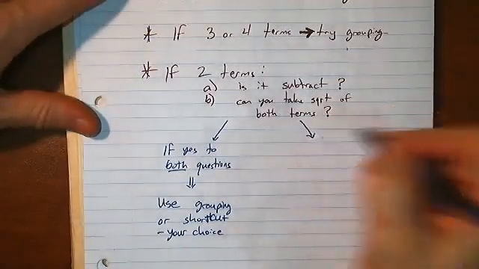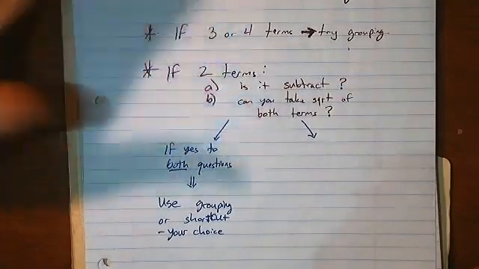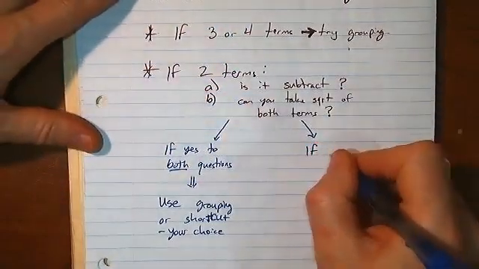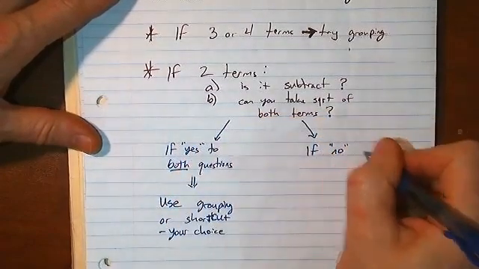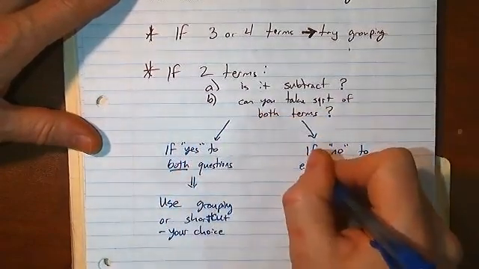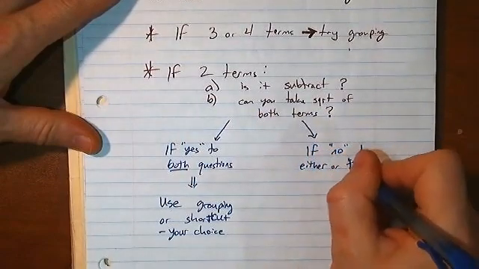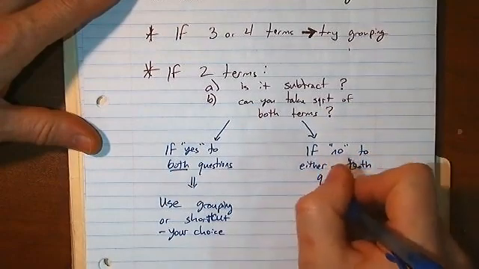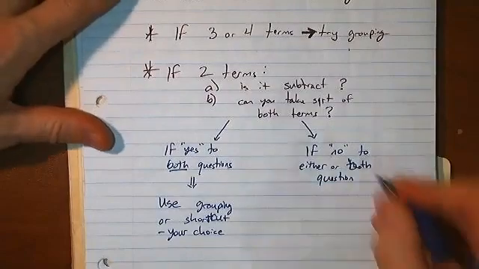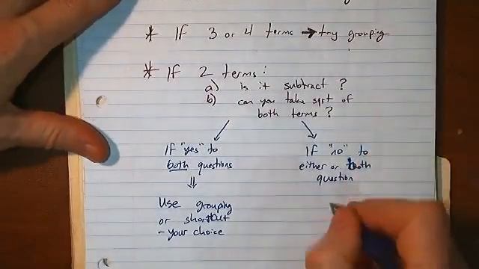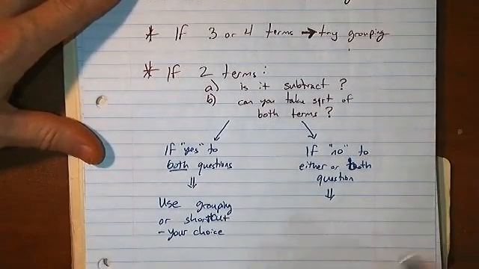If the answer is no to any of the questions, one question, the other question, both questions, it doesn't matter. If the answer is no to either or both questions, boy, I cannot spell today, then you cannot use grouping or the shortcut.